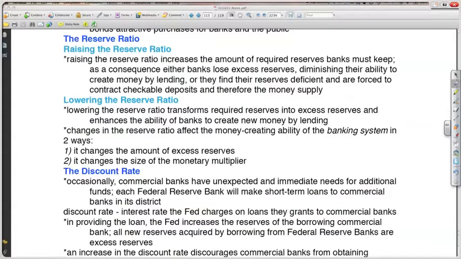All right, so the next instrument that the Fed has is the reserve ratio. We already learned that the reserve ratio tells each bank how many cents on each dollar they have to keep physically in that bank. So if they raise the reserve ratio, that increases the amount of required reserves for the bank. They lose excess reserves, which diminishes their ability to lend. Thus, when their lending is depleted, the money supply will also decrease. If they lower the reserve ratio, then it will increase the ability to create new money by lending, because banks can now loan more. So it changes the amount of excess reserves, and it will also change the size of the money multiplier.